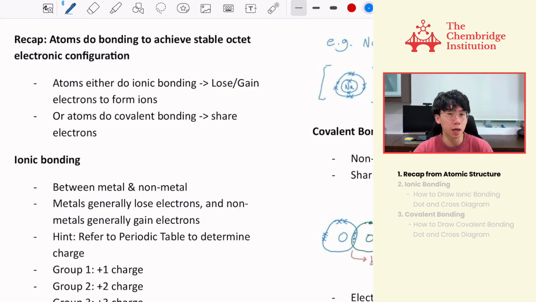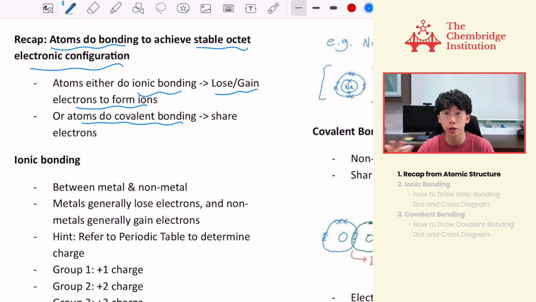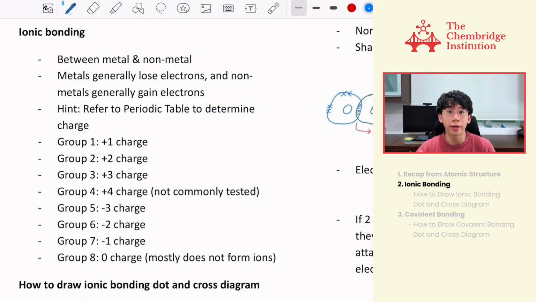So before we start on chemical bonding, just a quick recap from the atomic structure chapter. Remember, why do atoms actually do bonding? They do this to achieve the stable octet configuration. So atoms either do ionic bonding, where they lose or gain electrons to form ions to achieve this stable octet configuration, or they can do covalent bonding, where they share electrons so that they can still individually achieve their stable octet configuration. Now let's talk about ionic bonding first.